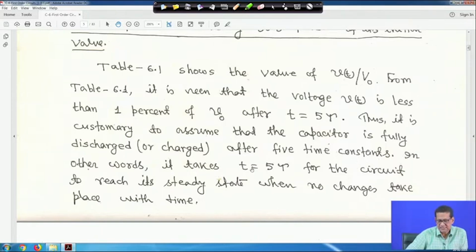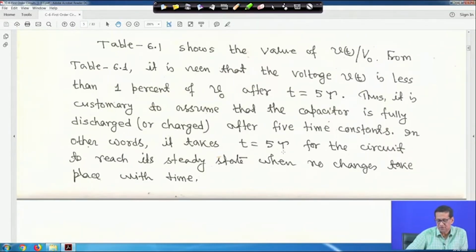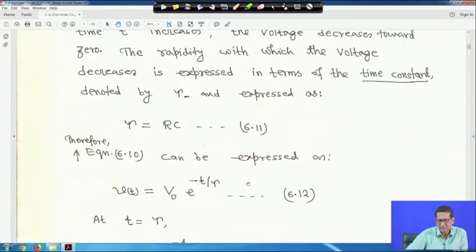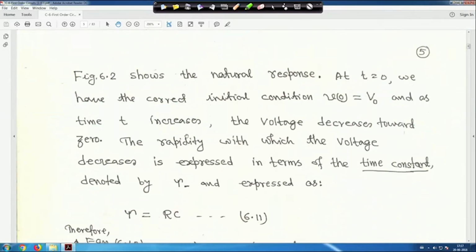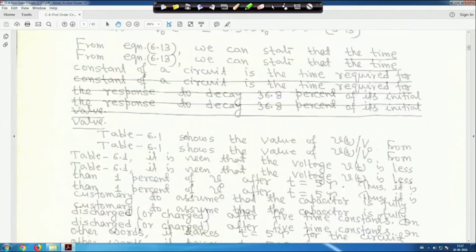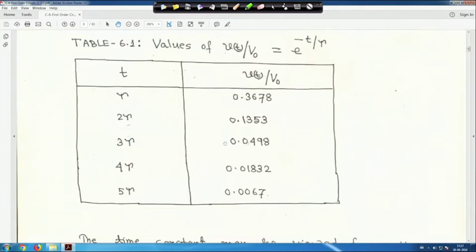In other words, it takes t is equal to 5 tau for the circuit to reach its steady state, when no changes take place with time. That means, for this graph, if you go up to tau, 2 tau, 3 tau, up to 5 tau, after that you will find almost no change. It has almost reached the steady state. So, that is what this table shows.